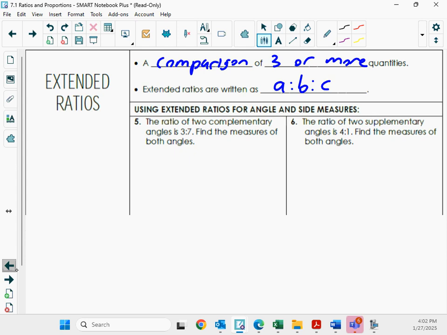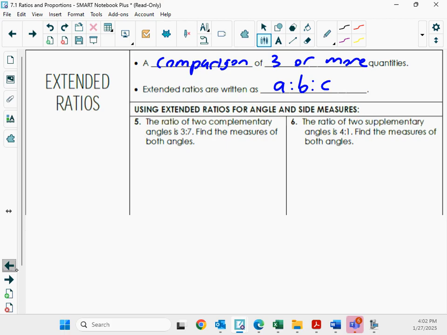So how can we solve these ratios situations? I'm going to show you actually 2 different ways to solve these. One of them is quicker and easier, but the other works in more situations. So they both have their place. The ratio of 2 complementary angles is 3 to 7. Find the measure of both angles.